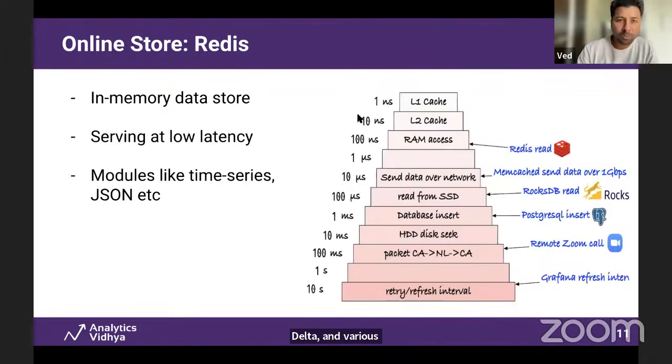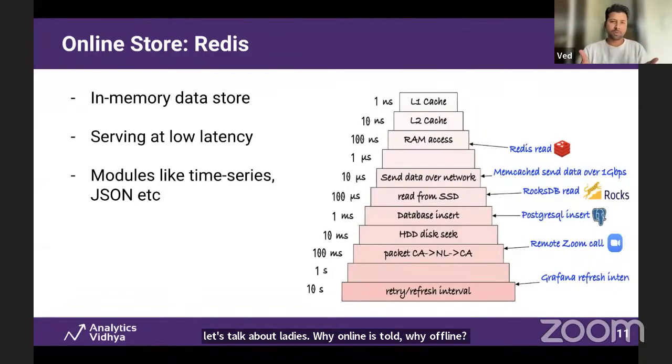Now let's talk about Redis. Why online store? Why offline? Why are these two different stores? The online store is responsible for serving data at very low latency. Redis is one such store, basically an in-memory data store. Because it keeps data in memory, it's very fast. It can serve at low latency, and it has multiple other advantages as well.